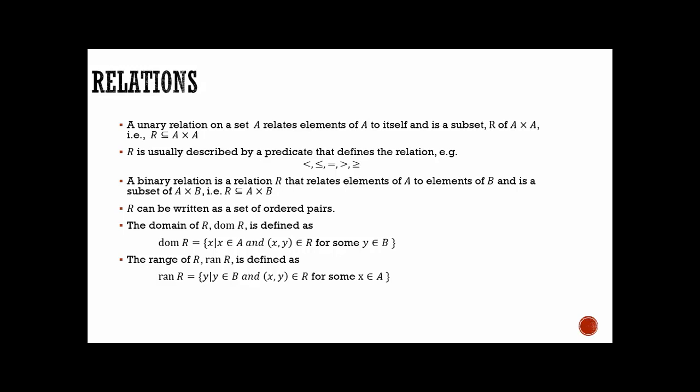The domain of R, or the domain of this relation, is defined as follows. It's going to be those elements x that are part of A and (x, y) that are part of this relation for some y in B. The domain and the range are different. The range of R, or ran, is defined as the y's that are part of B and are part of this relation for some x in A.